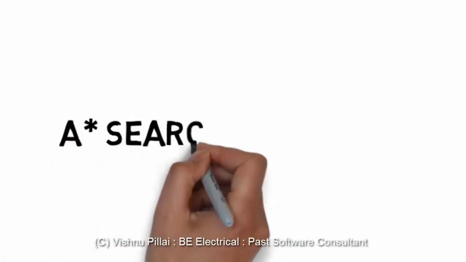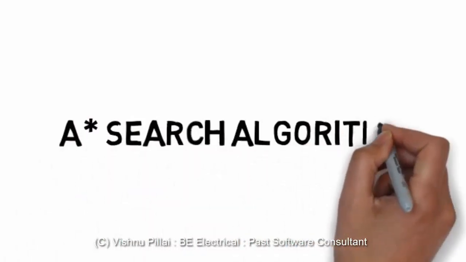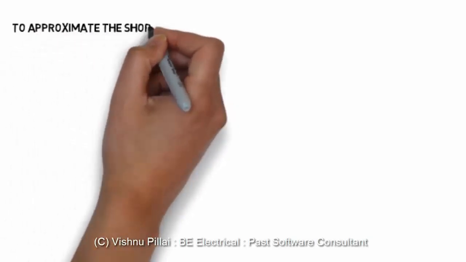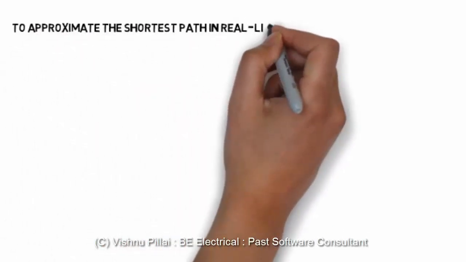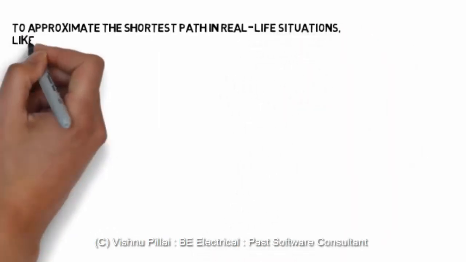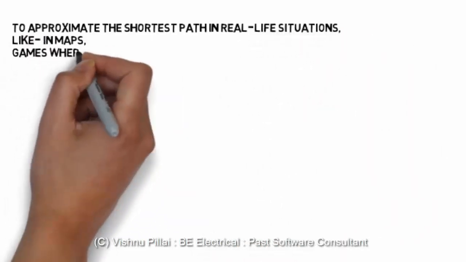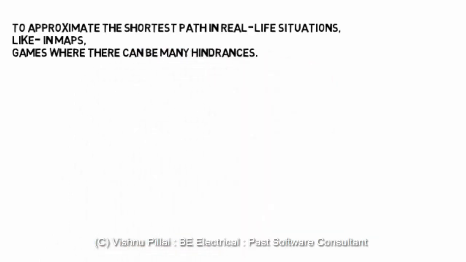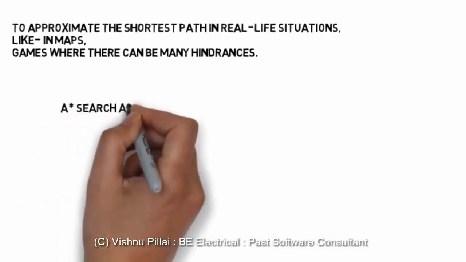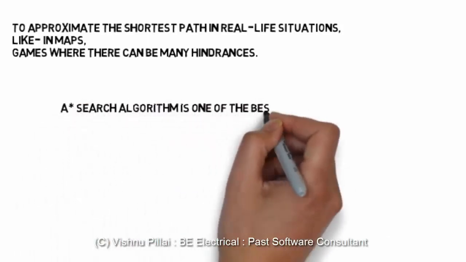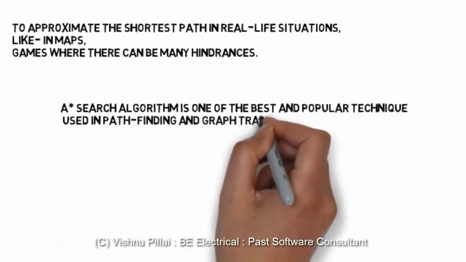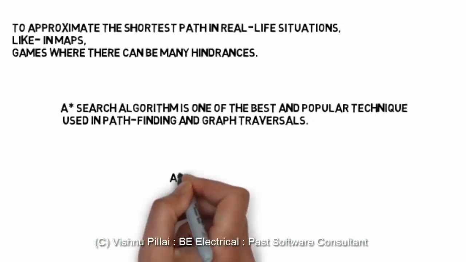Yes, A-star search is one of the most popular search algorithms used with heuristic functionality or cost functionality while designing solutions for problems for artificially intelligent systems. To approximate the shortest path in real-life situations like in maps, games where there can be many hindrances, the A-star search algorithm proves to be one of the quickest ones, which can work in the least possible time and provide a solution with the least cost.